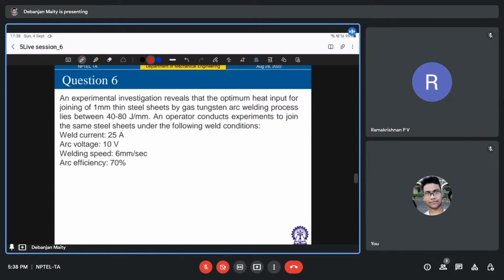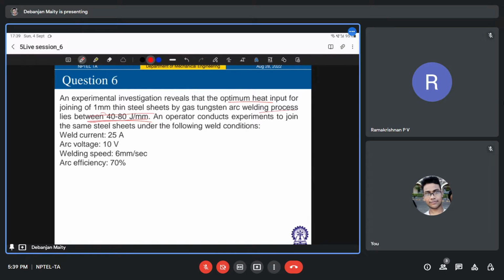Now moving to next question. This asks that an experimental investigation reveals that the optimum heat input for joining of 1 mm thin steel sheet by gas tungsten arc welding process lies between 40 to 80 joule per mm.